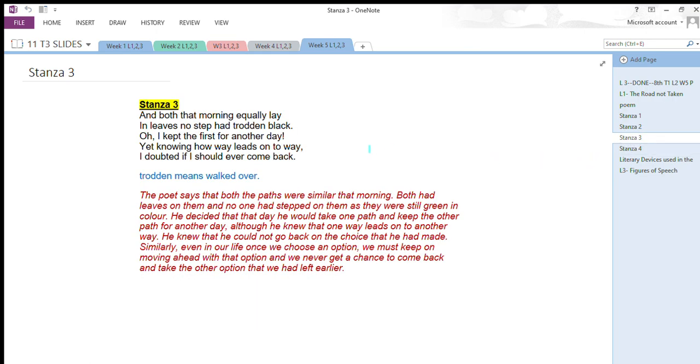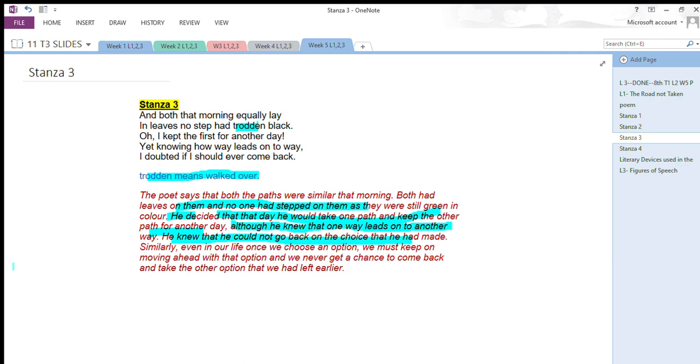You cannot decide beforehand. Okay, the third stanza, trodden. Over here only one word is very difficult, that is trodden. Trodden means walked over. The poet says that both the paths were similar that morning when he took them. Both had leaves on them, and no one had stepped on them as they were still green in color. He decided that day he would take one path and keep the other path for another day, although he knew that one way leads on to another way. He knew that he could not go back on the choice that he had made.